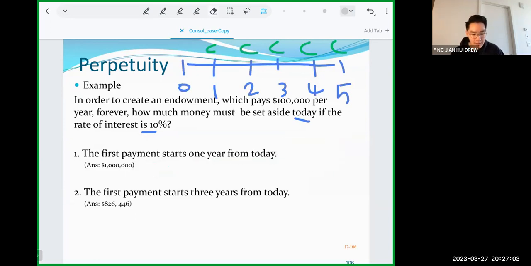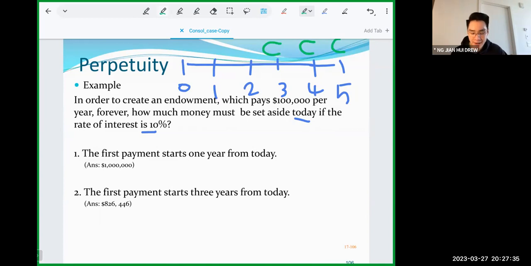Now, the second part is asking you, the first payment starts 3 years from today. Okay, so let me just erase all these various C. What does this mean? Where does the payment start? Can we see that the payment only starts 3 years from today? Year 3, that's right. So it's C, C, C. Okay, everyone can see that, right? It starts only in year 3.